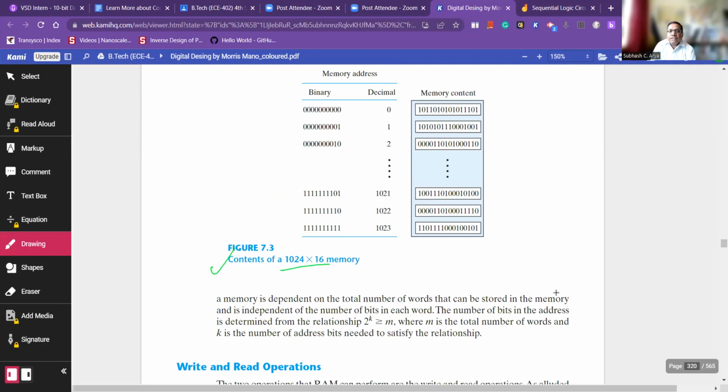So you can see the binary number and the decimal number. The first 3 are shown in binary, and the last 3 are 1021, 1022, 1023. So the total is 1024 words, and each is 16 bits. This is the memory content, and memory content can vary, and these are the memory addresses, the address lines.